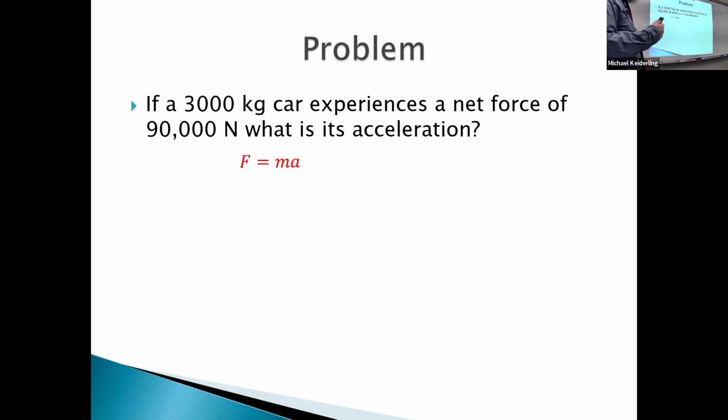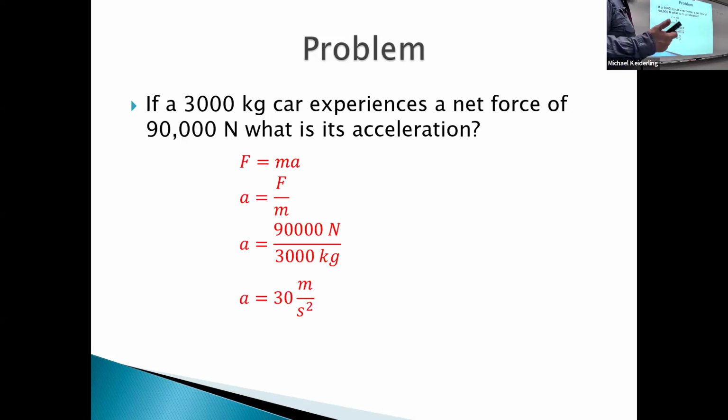So here, force equals mass times acceleration. So acceleration is force over mass: 90,000 newtons divided by 3,000 kilograms gives us 30 meters per second squared.